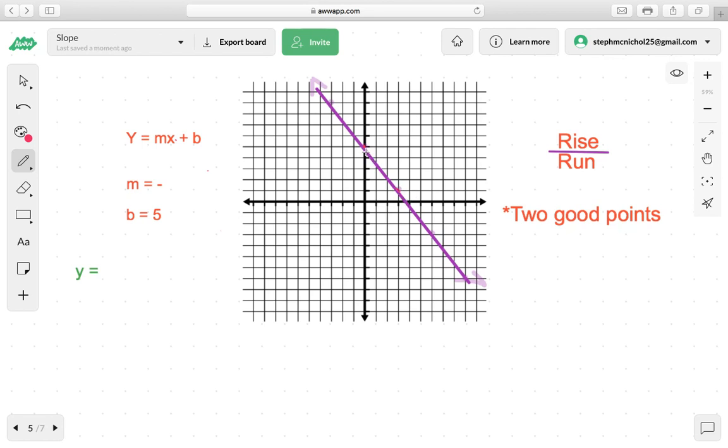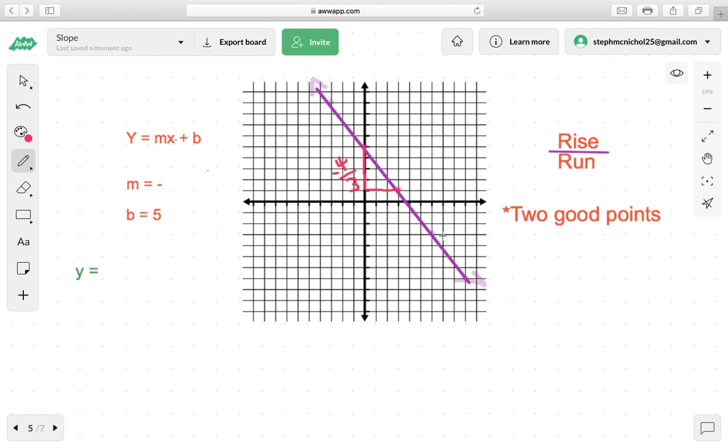Okay? I'm going to count down. 1, 2, 3, 4. So I know that this is negative 4. Let's put that. And I'm going to count over. 1, 2, 3. Okay. So my slope is negative 4 over 3.